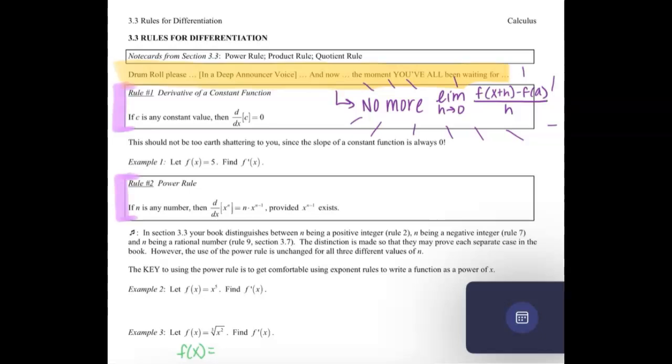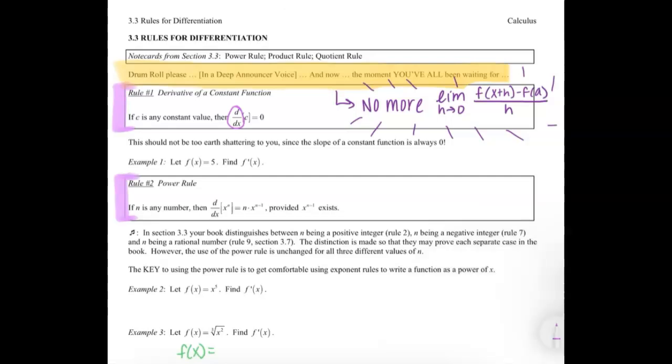Alright, the day you have been waiting for. No more definition of a derivative. Now we get to use the shortcuts. So this notation here is saying that you are finding the derivative. d over dx is one of our derivative symbols. And it is saying the derivative of a constant is just 0.